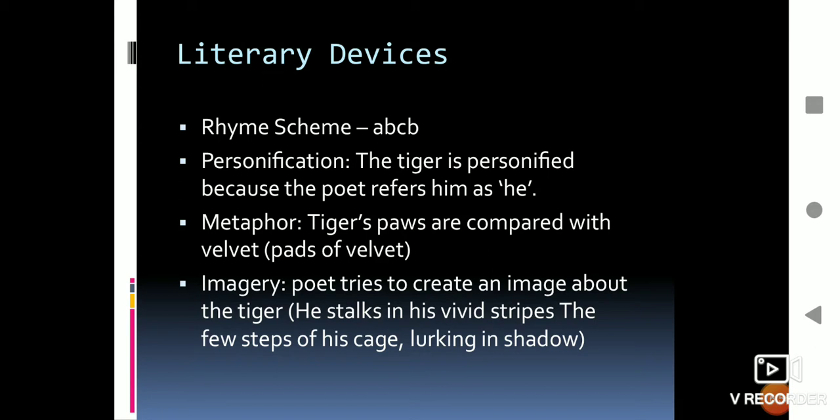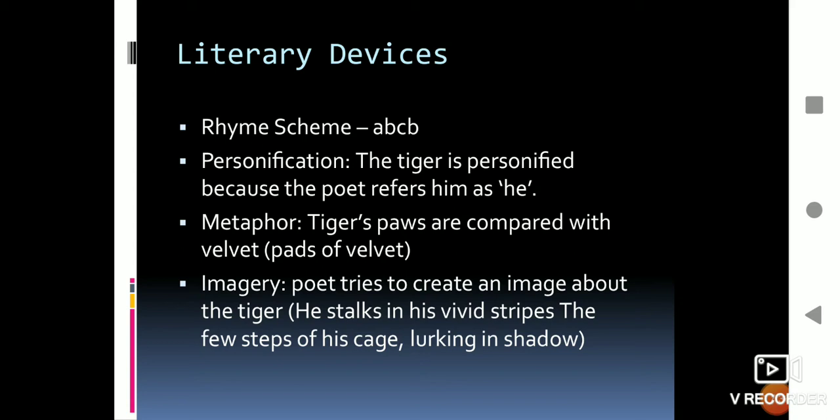Now let's come to the literary devices. The rhyme scheme of all the stanzas is A, B, C, B. All the stanzas are the same, A, B, C, B. Then the next literary device is personification. Now the tiger is personified because the poet is saying 'he', and 'he' is used for humans. But the tiger is not a human being, yet 'he' is used for the tiger, so the tiger is personified.